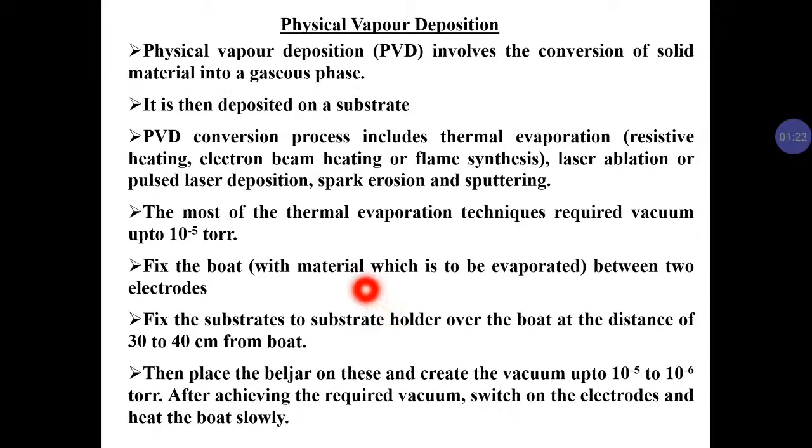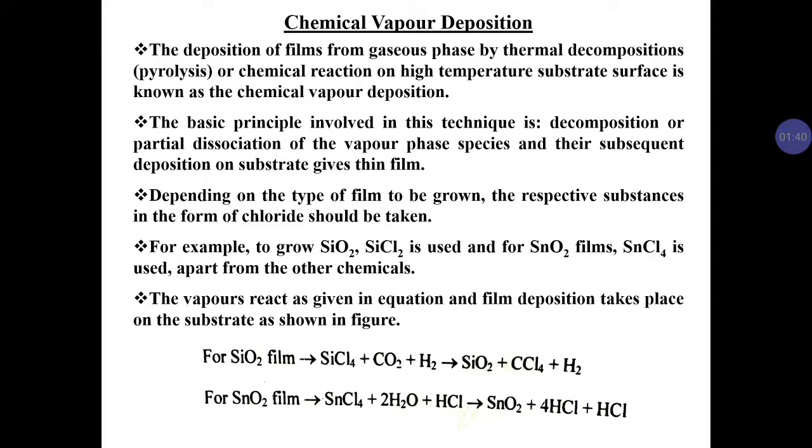Most of the thermal evaporation techniques require a high vacuum. Generally, the vacuum should be maintained of the order of 10 power minus 5 torr, and the boat is fixed between the electrodes, which is kept at the bottom. For example, you can see the diagram here.